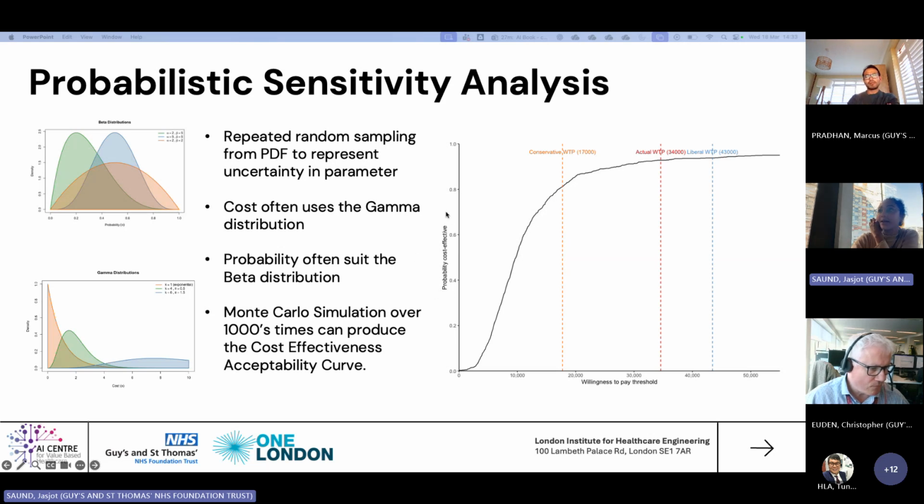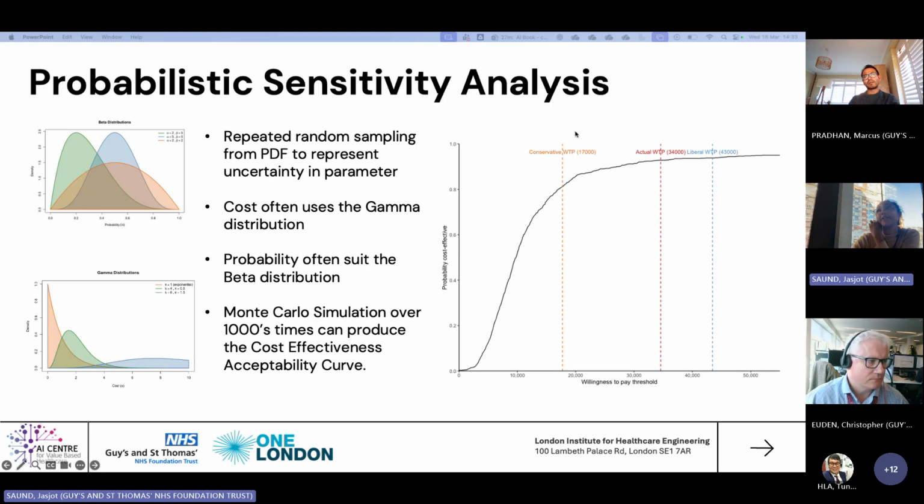So after running it 1,000 times, for example, how many of those are cost effective? What is basically the probability of each price being cost effective? So say at a willingness to pay or cost effectiveness threshold of £20,000, what is the probability that the intervention falls into that top right hand corner of cost effectiveness?